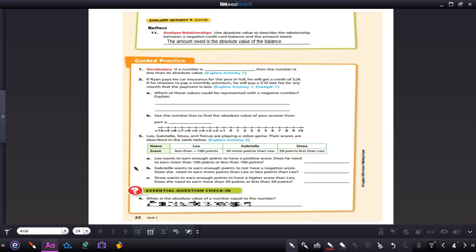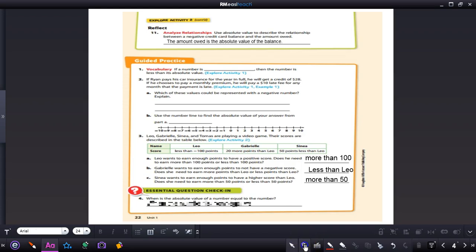Now what I would like you to do is complete number 3, letter A, all by yourself. And your answer should be more than 100. Now what I want you to do is complete letter B, all by yourself. And your answer for letter B should be less than Leo. Now finally, I want you to complete letter C, all by yourself. And your answer for letter C should be more than 50.